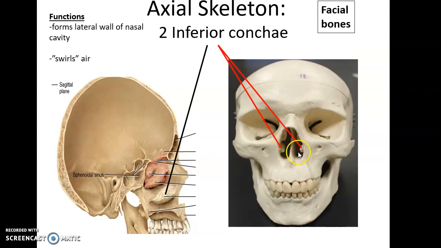Inferior nasal conchae are these two lower bumps on the inside of the nasal cavity. They rest on the lateral walls of the nasal cavity. They stick out into the air space of the nasal cavity, helping to cause turbulence in the air, so the air swirls as it goes into our body.